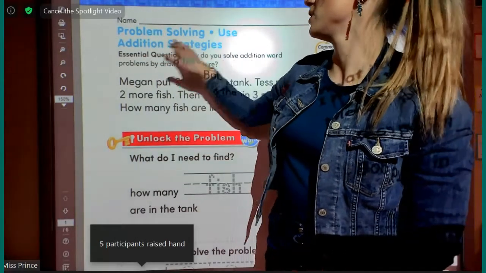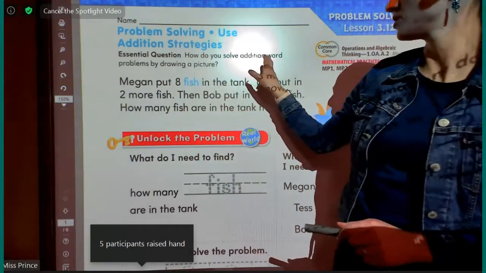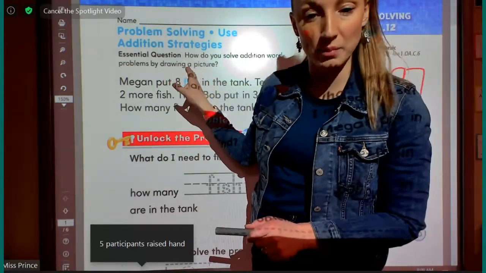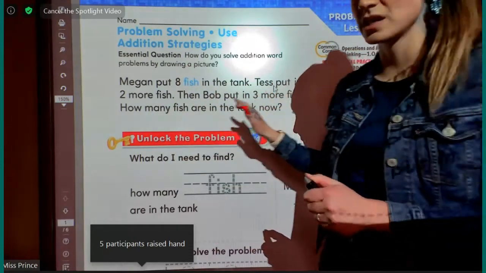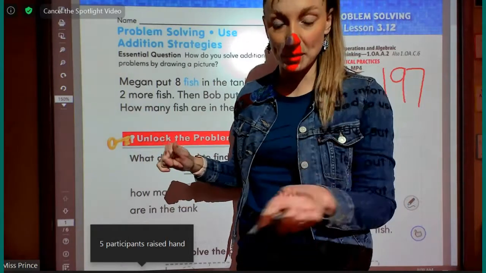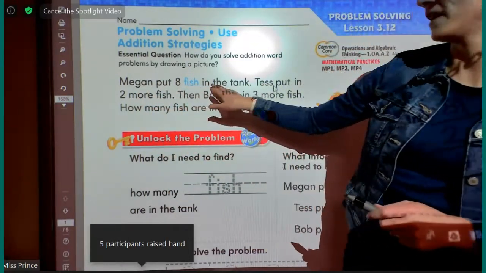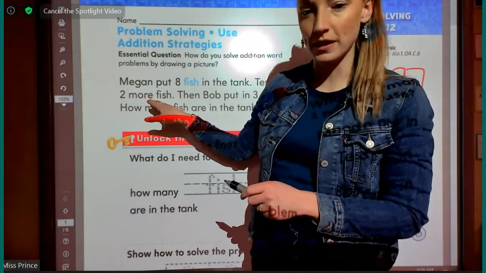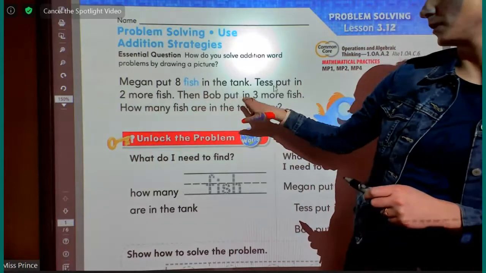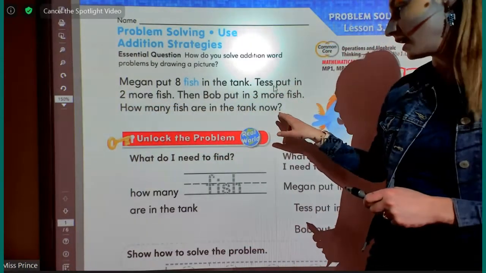Problem solving, use addition strategies. Our question is, how do you solve addition word problems by drawing a picture? So we have lots of different word problems where we're going to need to draw out the answer to help us solve it. Megan put 8 fish in the tank. Tess put in 2 more fish. Then Bob put in 3 more fish. How many fish are in the tank now?